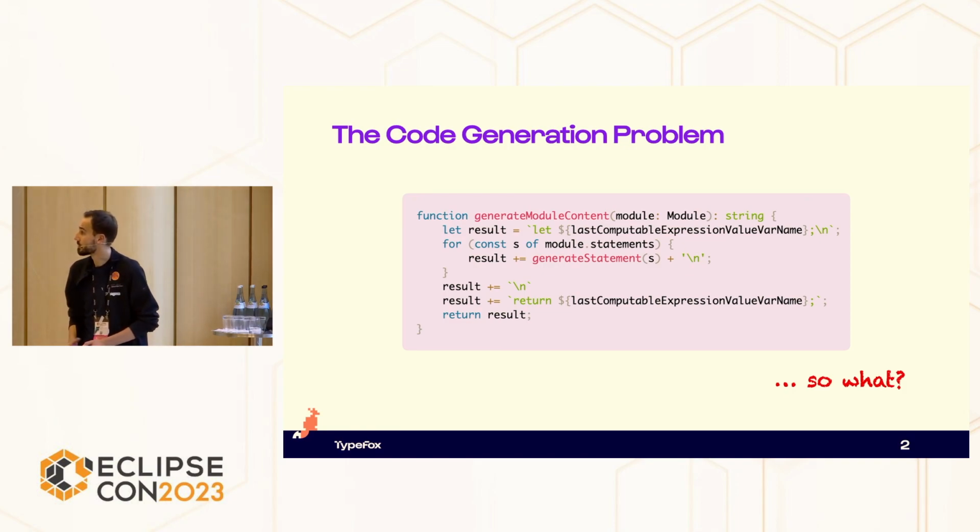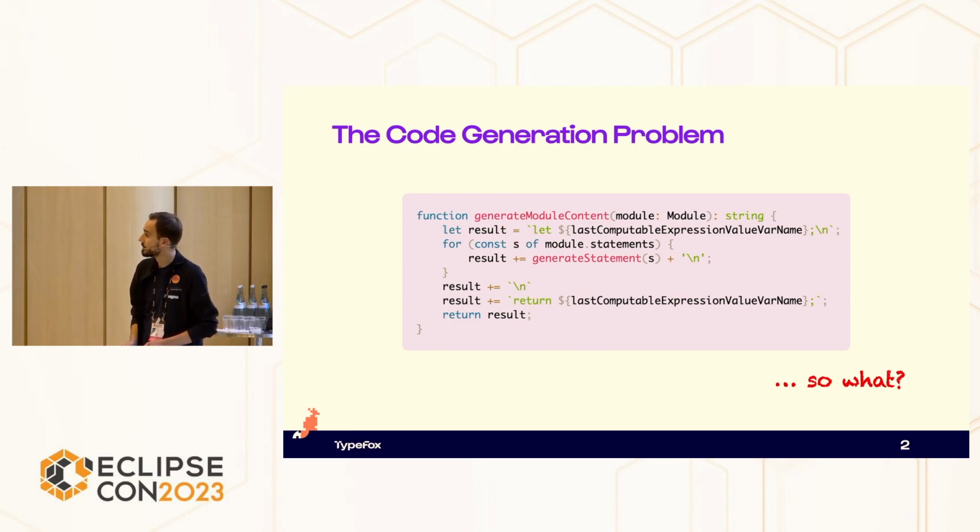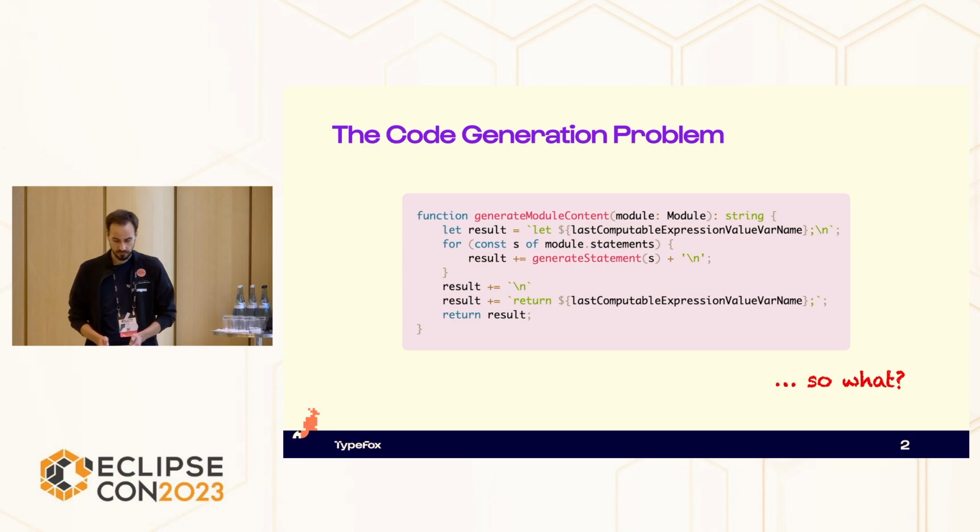I have brought a TypeScript function named generate module content, that is supposed to return a string. And it builds this string by concatenating string segments line by line, interleaving line feeds, period. So, looks nice, looks readable. You can imagine how the generated code might look like. So what?